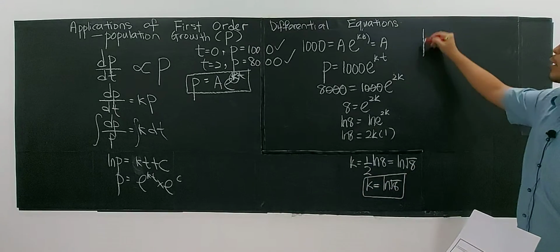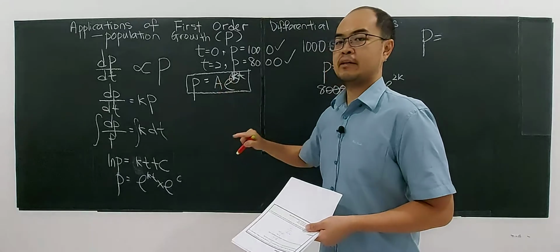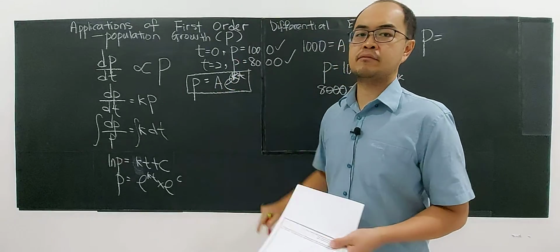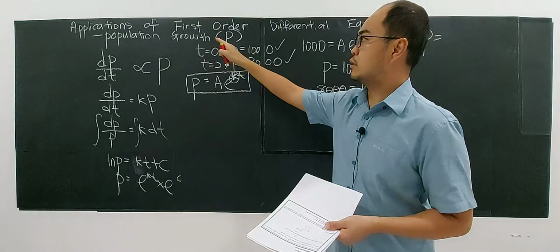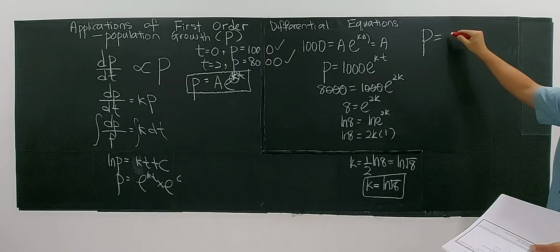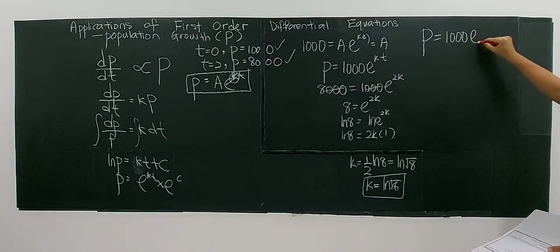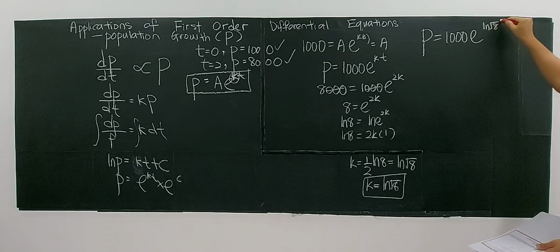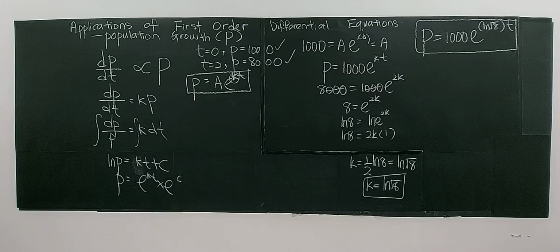So now finally I have my complete formula for this population, for this bacteria. Different bacteria have different K, right? Why? K is the constant rate, the rate of growth of the bacteria. So population is equal to A, which is 1000, exponent ln square root of 8 t. This is the formula for the population of that particular bacteria. That's why we said this is a particular solution just for that bacteria.